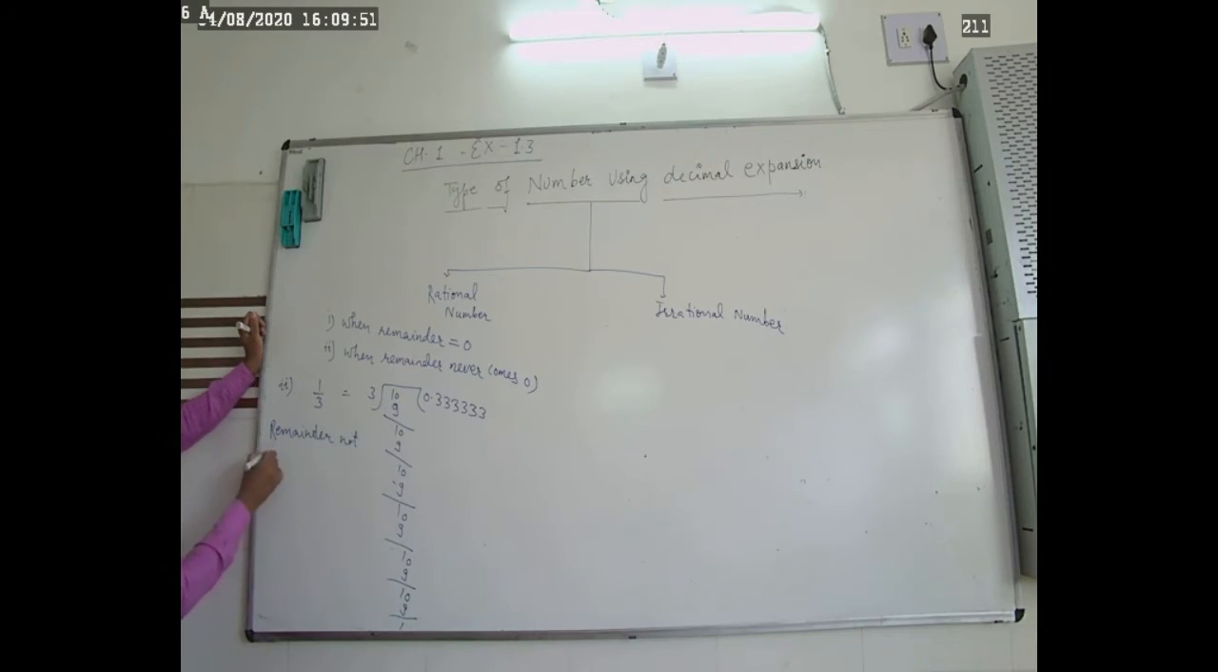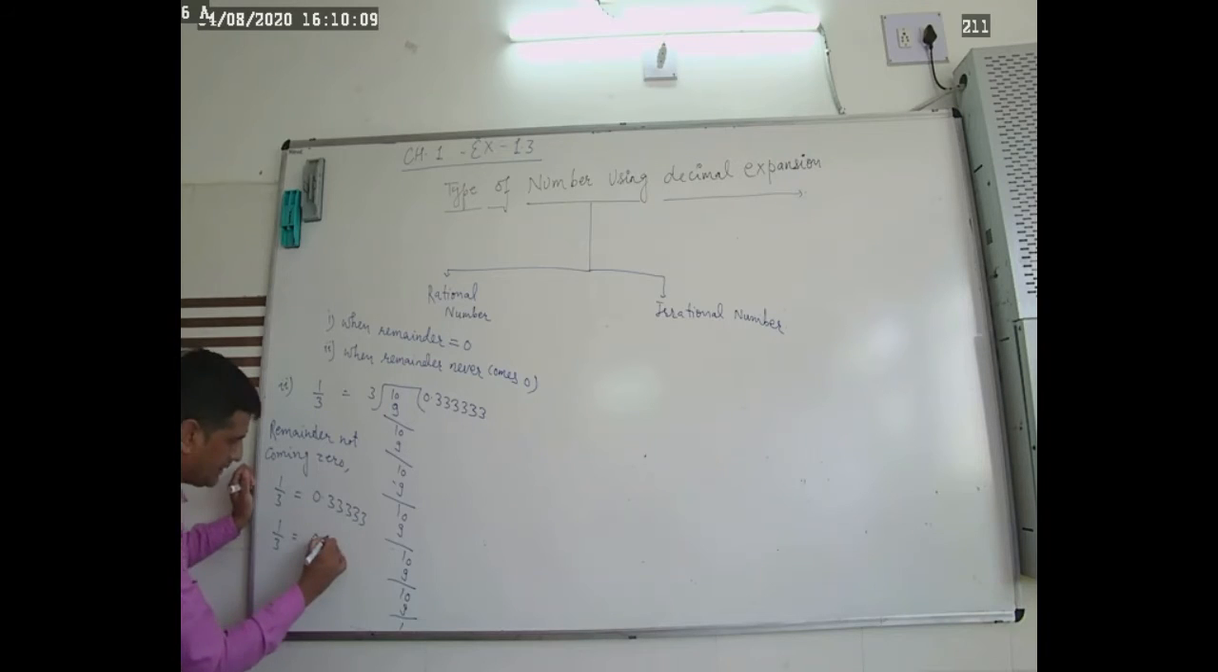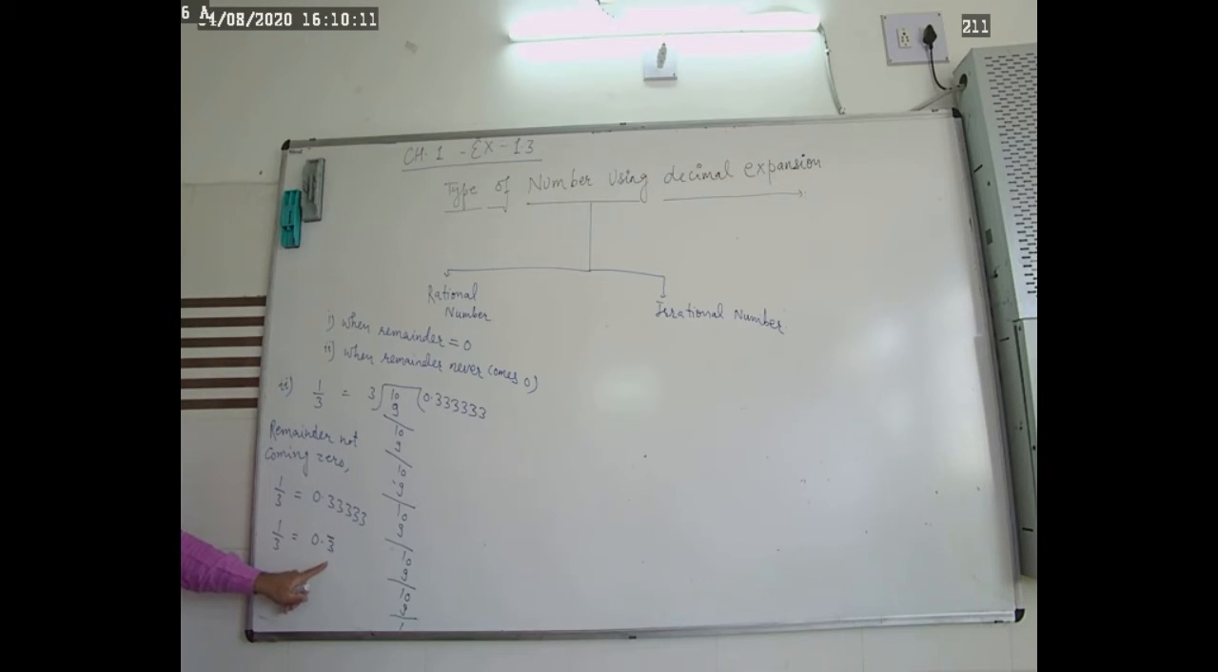is not coming 0. The remainder did not come 0, so I will say 1/3 is equal to 0.3333, which can obviously be written as 0.3 with a bar on it, because 3 is repeating. So this type of decimal expansion we will call non-terminating and repeating.